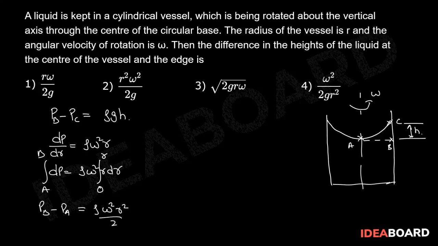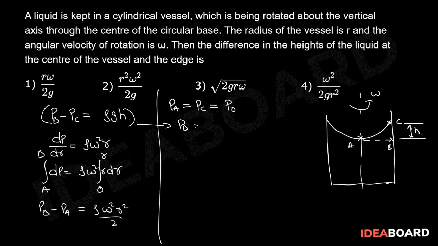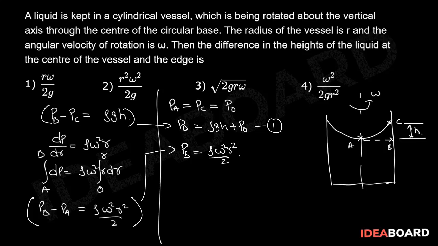Since points A and C are on the surface of the fluid, the pressure at points A and C must be atmospheric pressure. Then I can write PA is equal to PC, which is equal to P naught. From the pressure relation between points B and C, we can write PB equal to rho g h plus P naught. Consider this as equation 1. And from the pressure relation between points B and A, we can write PB is equal to rho omega square r square by 2 plus P naught. Consider this as equation 2.